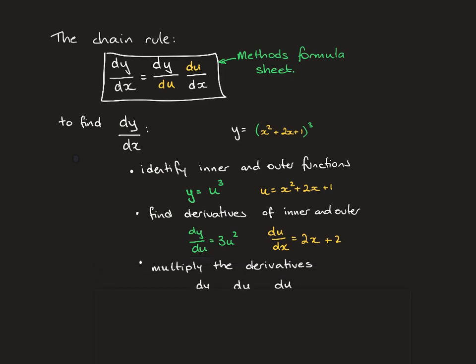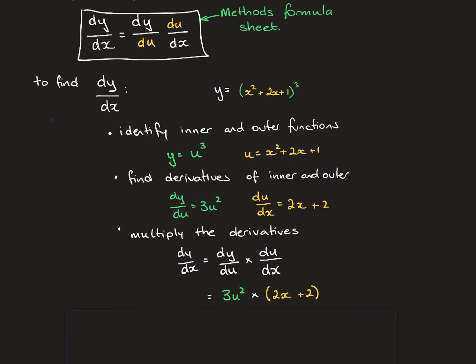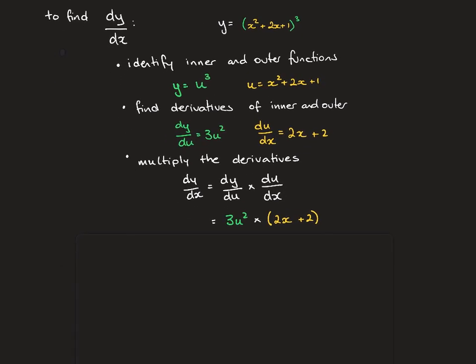Then we need to multiply the two derivatives. So if you look at your chain rule formula, dy/du times du/dx, we're going to multiply those two values together, and so it looks like this. Now, once we multiply that together, you can see that we're going to have to substitute back in that u for the value that we've got.